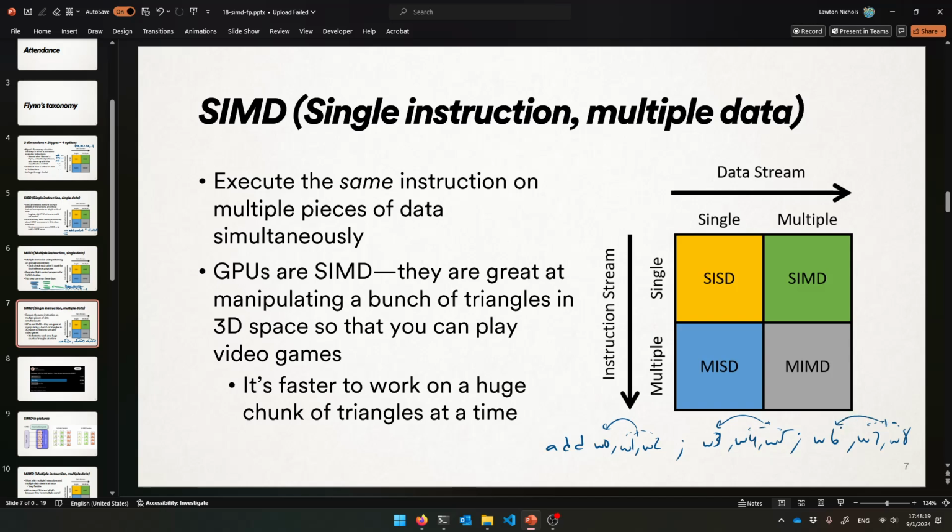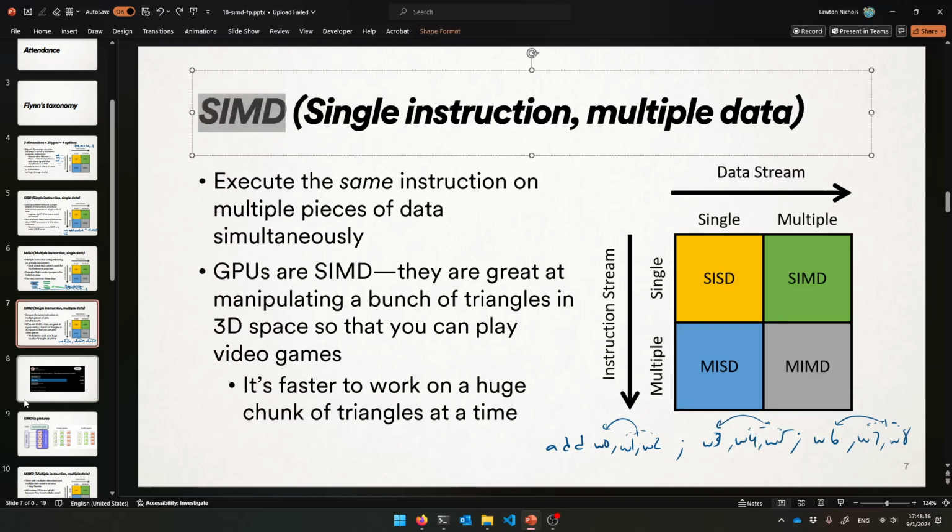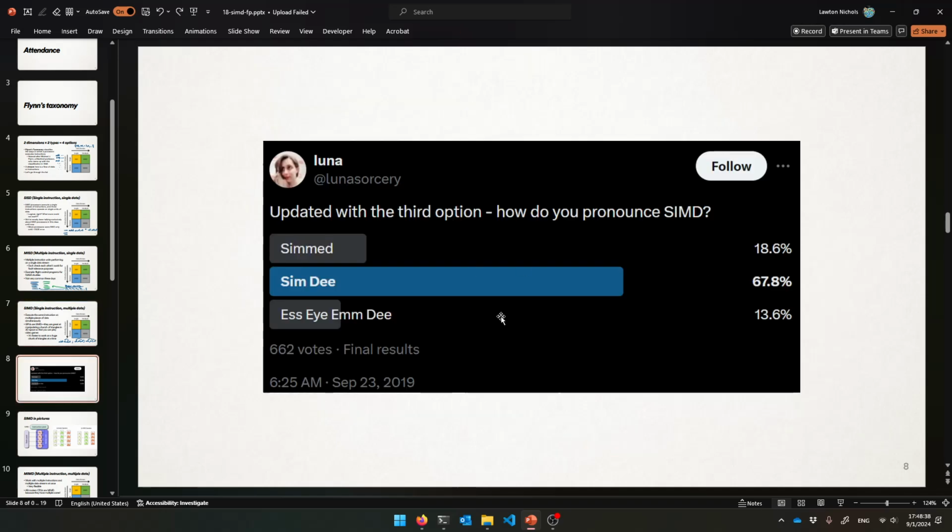It's parallelized, essentially, okay? So that's single instruction, multiple data, doing the same add to a bunch of things. That's what GPUs are really good at, and that's why we care, okay? People tend to pronounce this whole idea as SIMD, but there's other options, okay?